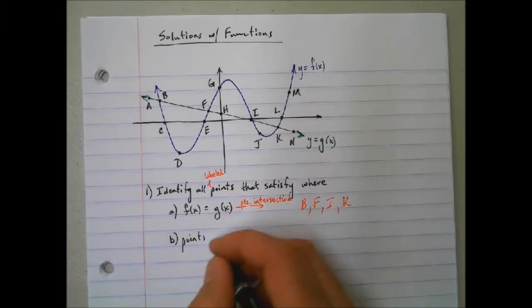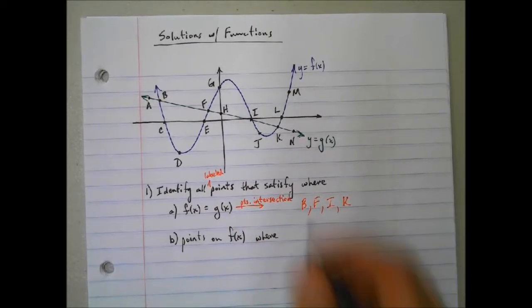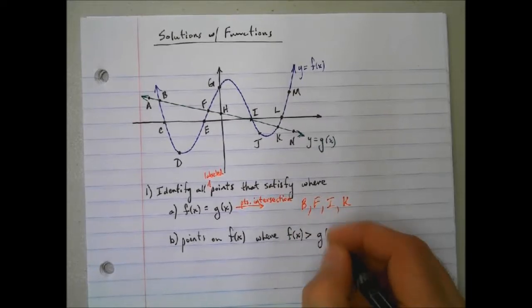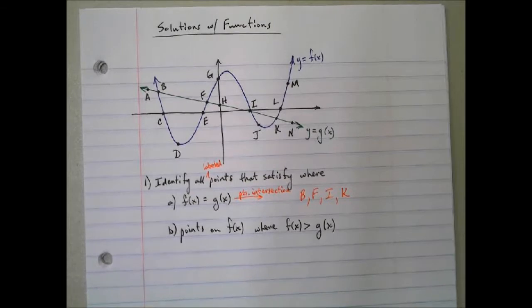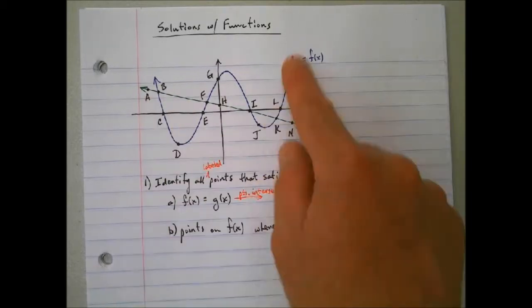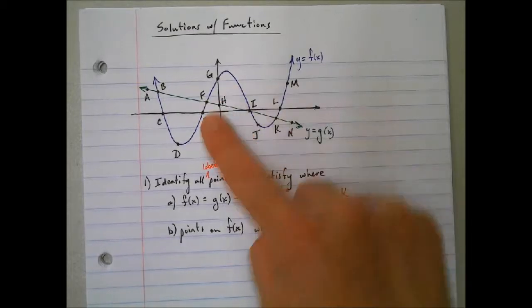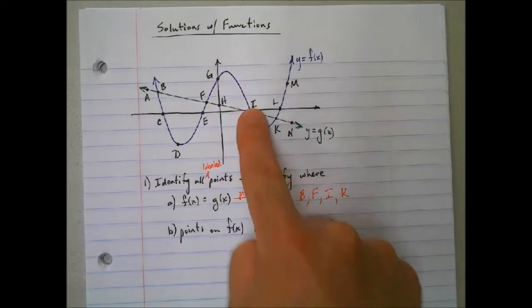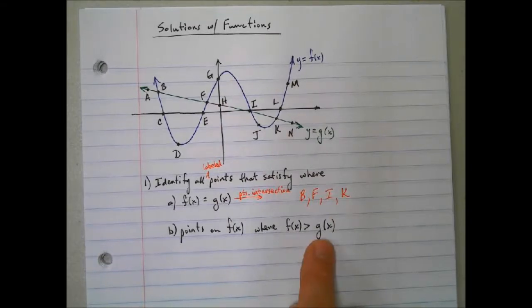Points on f of x where f of x is greater than g of x. Okay, well, where is f of x greater than g of x? Where is f of x above g of x? So f of x, that's the W-shaped one. Where is it above g of x? Well, for example, right here in the middle between points F and I, f is above g of x.